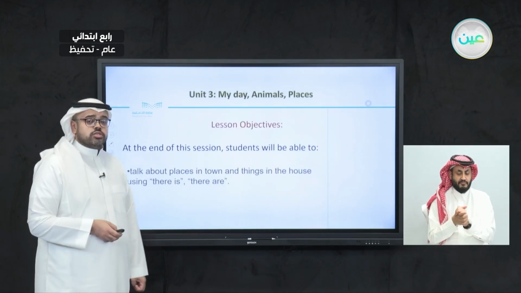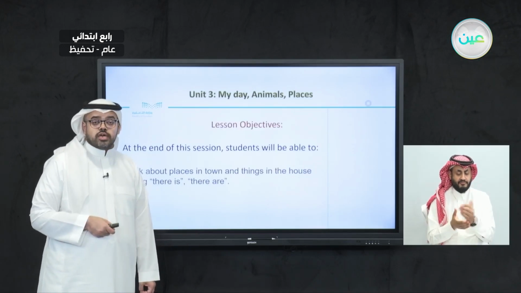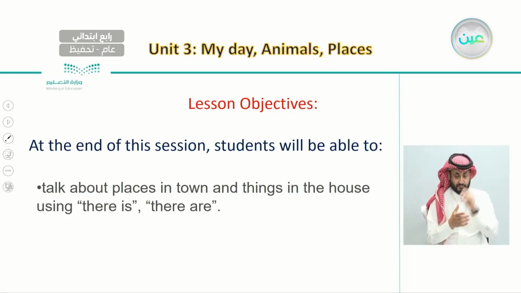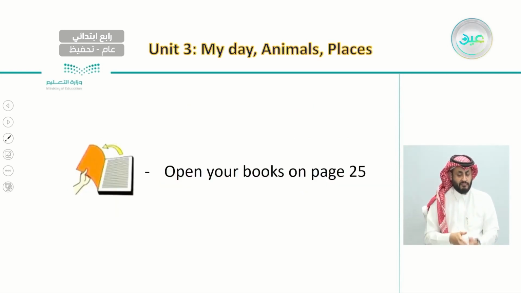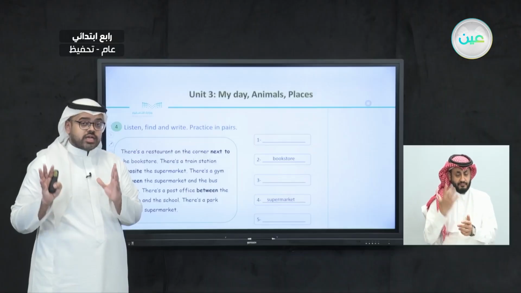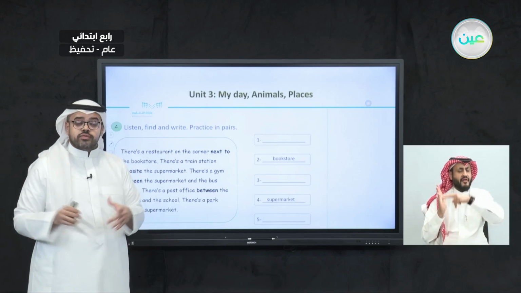Now, let's get to know our objective in today's lesson. At the end of this lesson, we hope that you will be able to talk about places in towns and things in the house using there is and there are. And to do this, let's open your books on page 25. Now on page 25, you can see a map of a town.